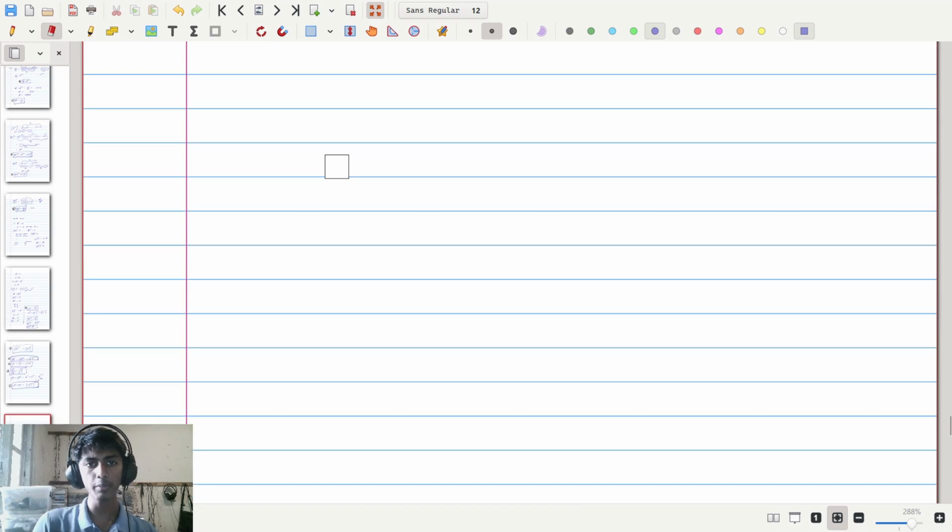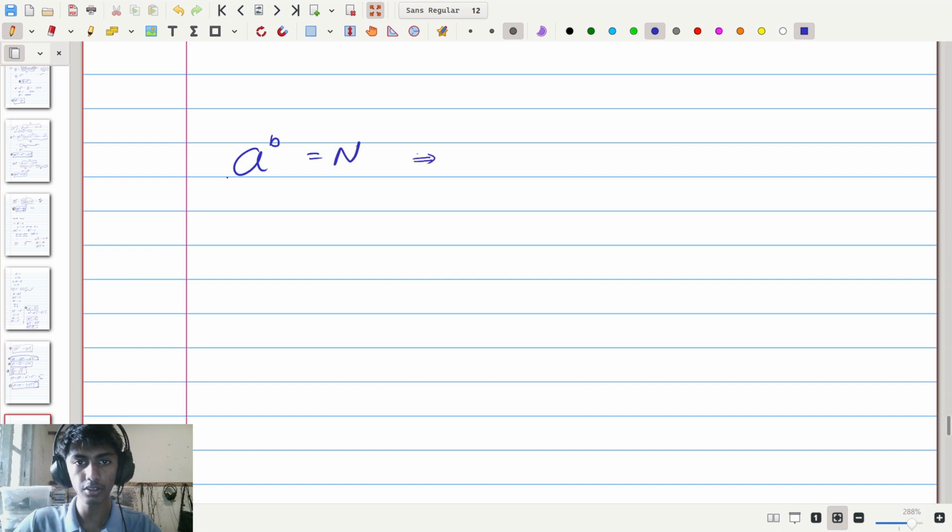Logarithms are a re-representation of indices. If we say that a to the b is some number n, representing it in terms of a base raised to some index, means that we can also write the same exact thing as log base a of n equaling b. If the left is true in this format, the right is true in this format.